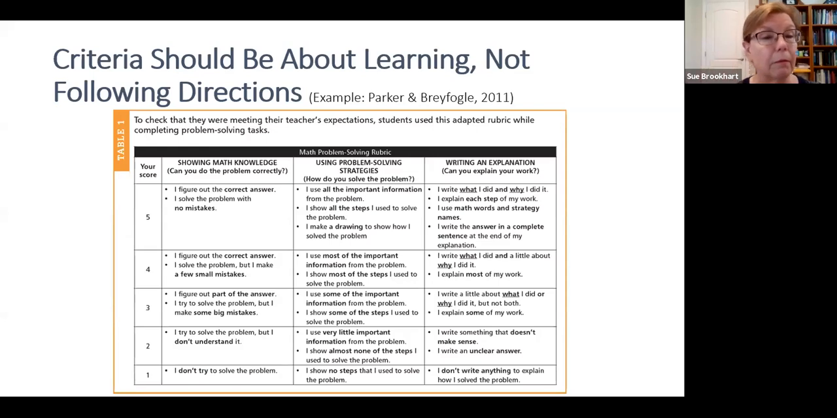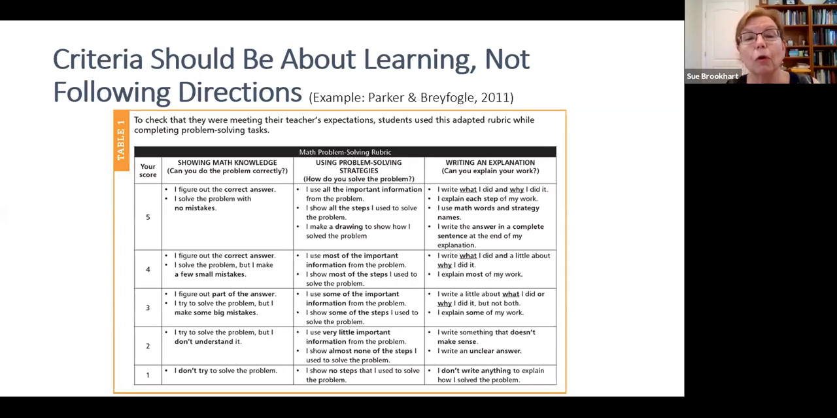To me, it matters not how you put them or whether they're even in a rubric. But the criteria are showing math knowledge, using problem-solving strategies, and writing an explanation, which she got from the National Council of Teachers of Mathematics. Her brilliant addition was writing all those performance level descriptions that help students read themselves into the criteria. So something like, I write what I did and a little about why I did it. And I explain most of my work.